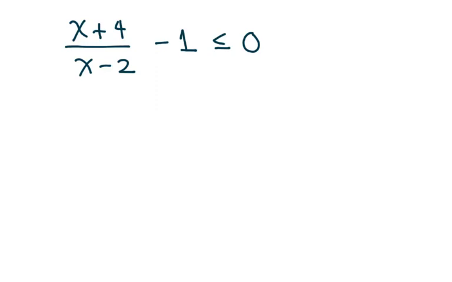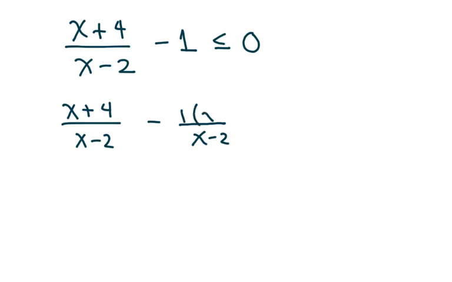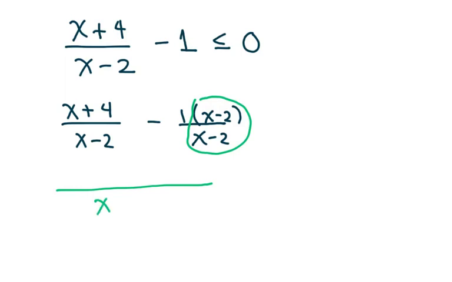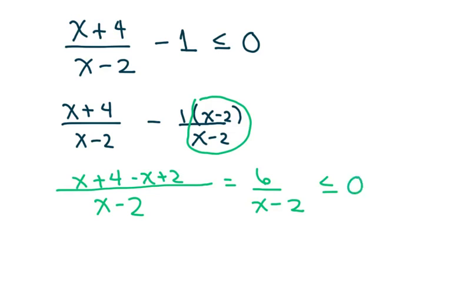What I have to do is find my common denominator. I want this denominator to be x minus 2, so I'm going to multiply the numerator by x minus 2. So basically this just equals 1, and that gives you your common denominator, and you get x plus 4 minus x plus 2, so we get 6 over x minus 2. And again, we want this to be negative or equal to 0.